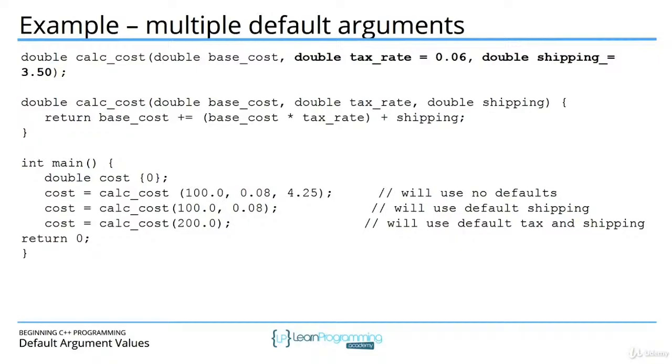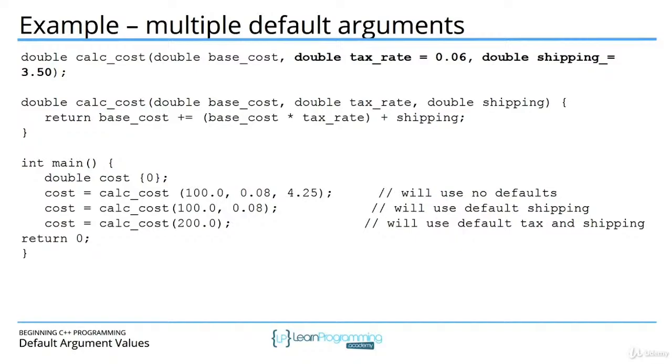Notice that in the function prototype, we added another parameter named shipping, and we default this value to $3.50. The function body now calculates the tax for the item, adds the shipping charge, adds this to the original cost of the item, and returns the result to the caller. In the main function, we're calling calccost in three different ways.